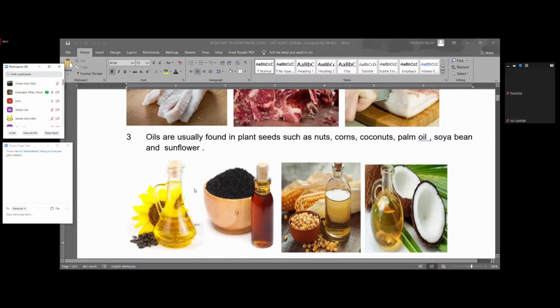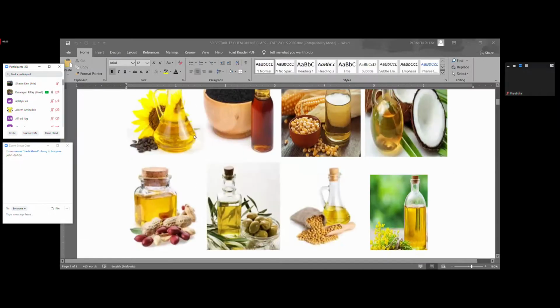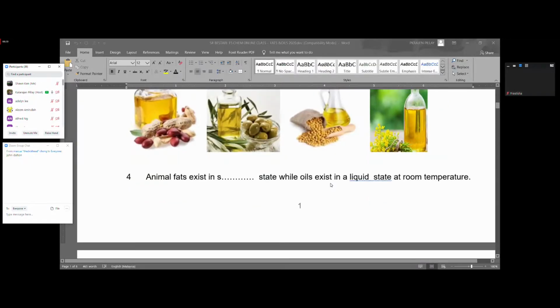Fats and oils. Settle with that. So animal fats exist in solid state. Write that down first. All this animal fat, all this fat found in animals, solid state. Oils exist in liquid state. Highlight that one. Oils are in liquid state, animal fat in solid state. When I say liquid state, it means at room temperature. If you take the oil and put it in the fridge, in the freezer, it will harden.